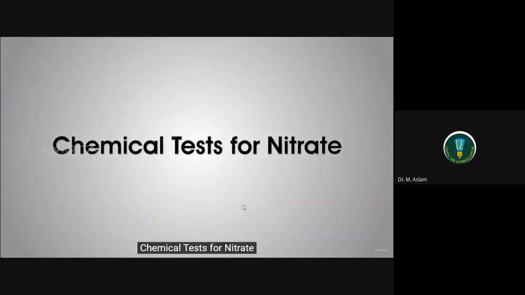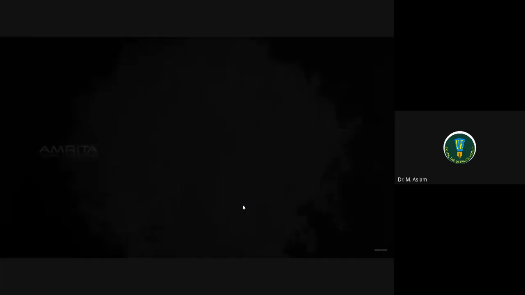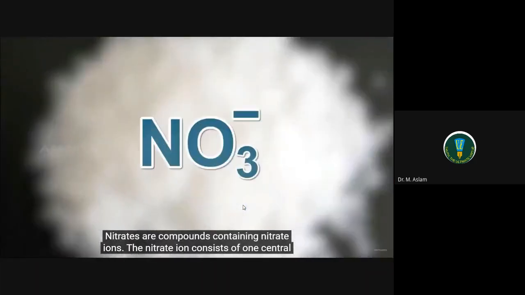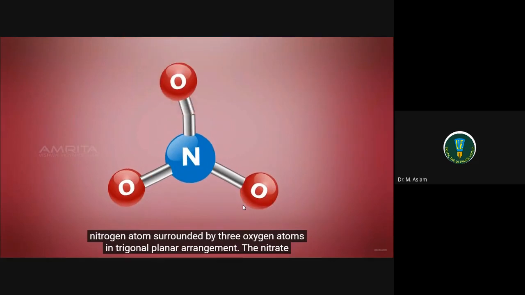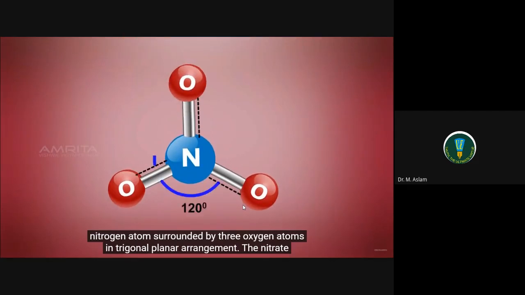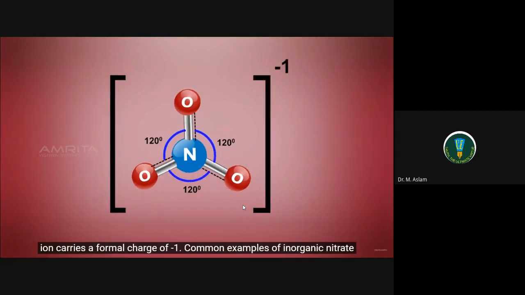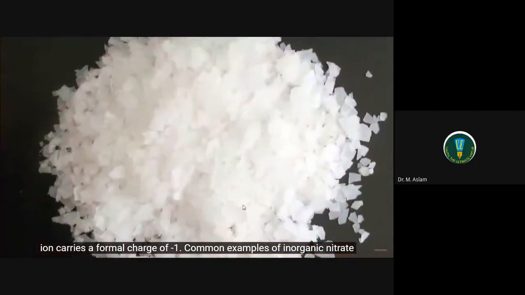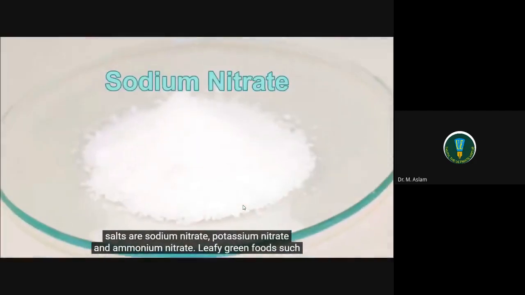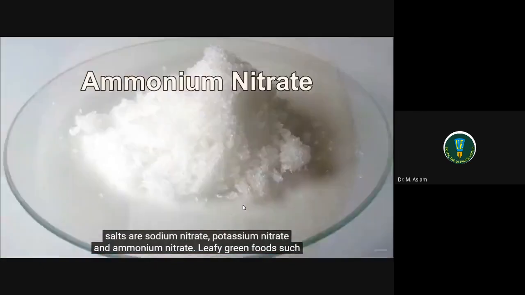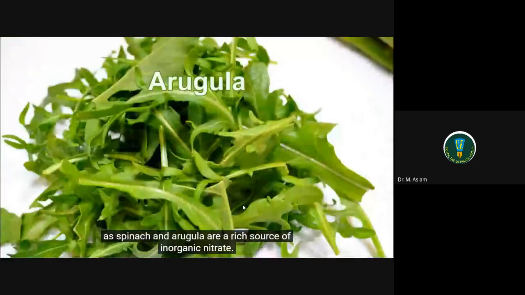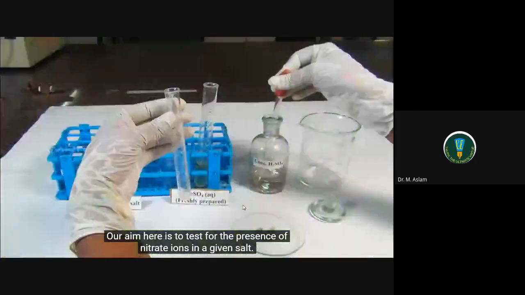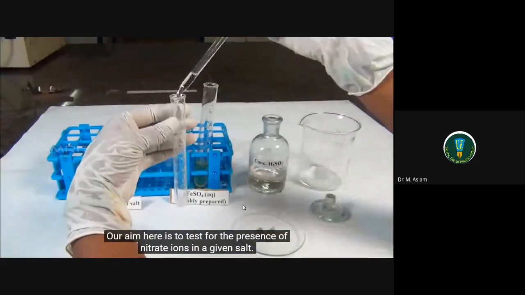Chemical tests for nitrate. Nitrates are compounds containing nitrate ions. The nitrate ion consists of one central nitrogen atom surrounded by three oxygen atoms in trigonal planar arrangement. The nitrate ion carries a formal charge of minus one. Common examples of inorganic nitrate salts are sodium nitrate, potassium nitrate and ammonium nitrate. Leafy green foods such as spinach and arugula are a rich source of inorganic nitrate. Our aim here is to test for the presence of nitrate ions in a given salt.